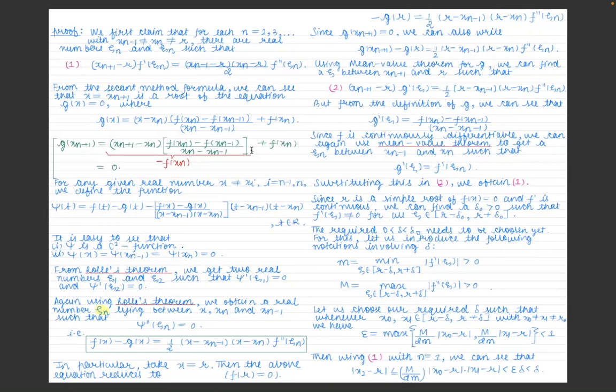We define the function xi of t as f of t minus g of t minus f of x minus g of x divided by (x minus xn minus 1) and (x minus xn) times (t minus xn minus 1) times (t minus xn), and t belongs to R obviously.